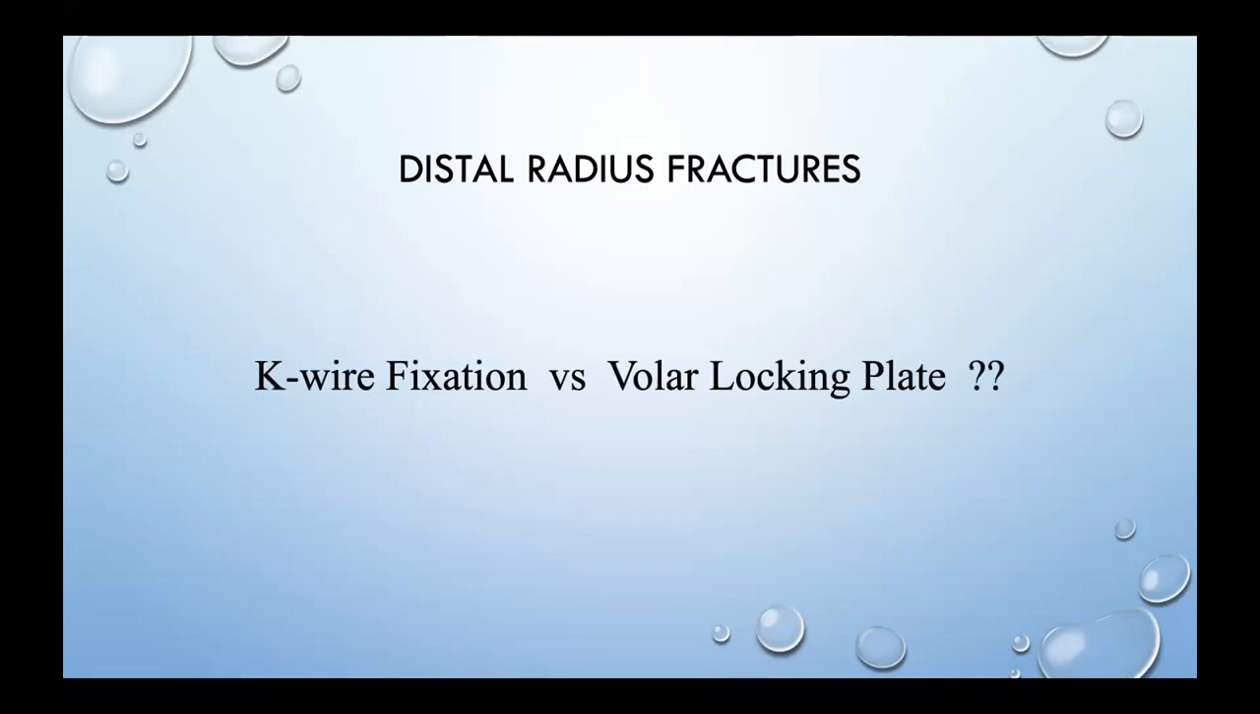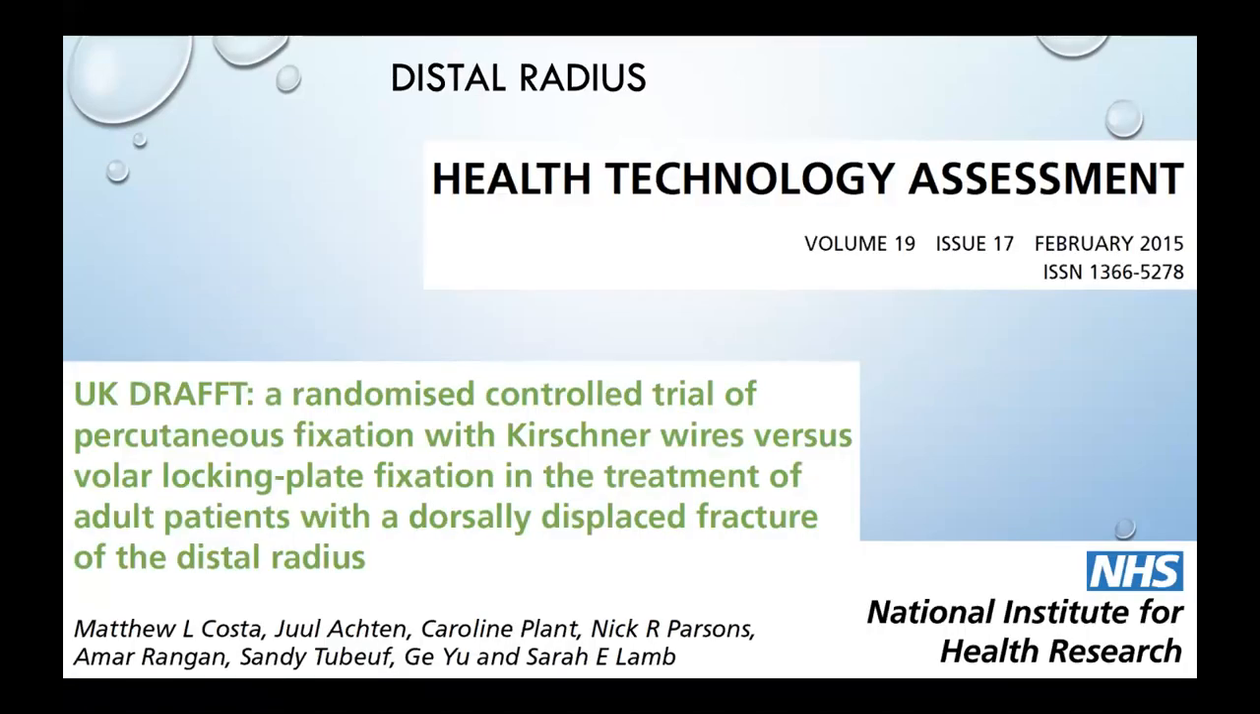So the first topic is distal radius fracture, one of the most common topics to be asked about. And if they show you an X-ray with a distal radius dorsally displaced fracture and you want to treat it, the question will be either to go for K-wire fixation or a volar locking plate. So you can choose any treatment depending on your training experience and what you are comfortable with, but you have to support your answer. This is an important trial, which Dr. Anil already talked about, which you can refer to in the exam.